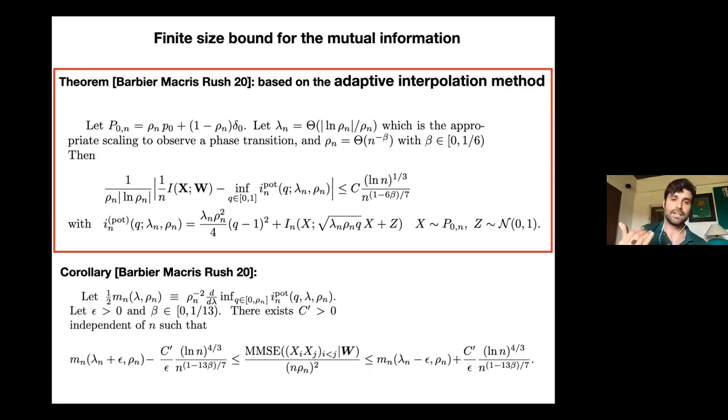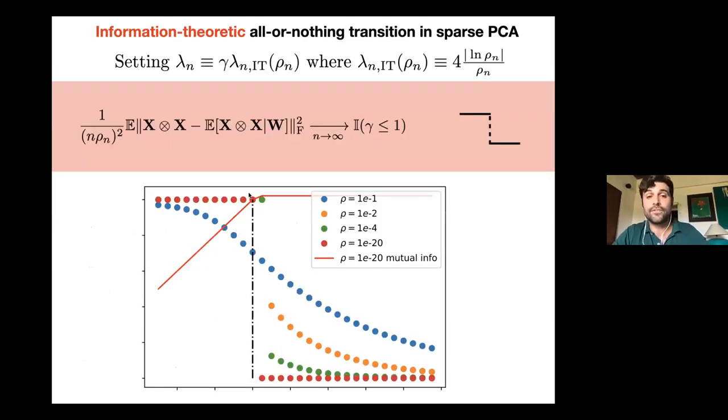And importantly, from this theorem, which is on the mutual information, you can obtain as a corollary the object that probably interests you the most in order to predict the performance of the optimal algorithm, which is the minimum mean square error. And you have two bounds that you can precisely evaluate, and you see from these bounds that this MMSE indeed verifies this all or nothing phenomenon.